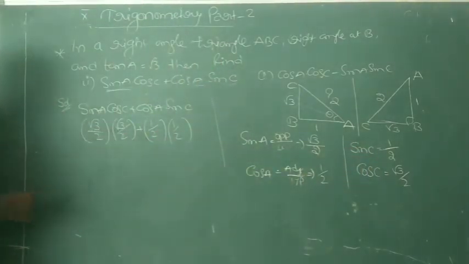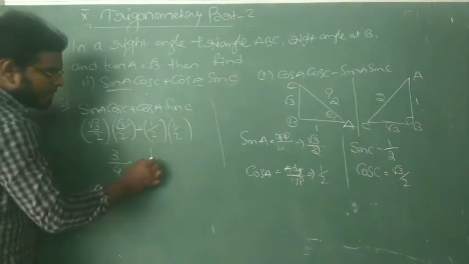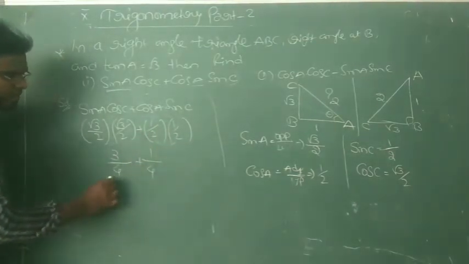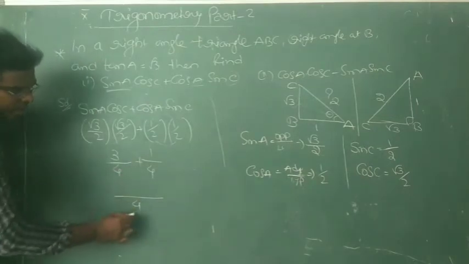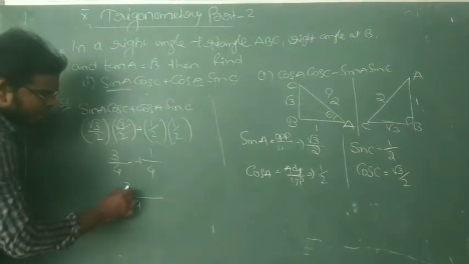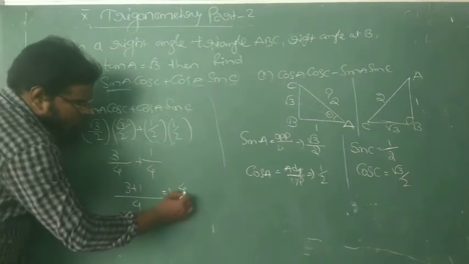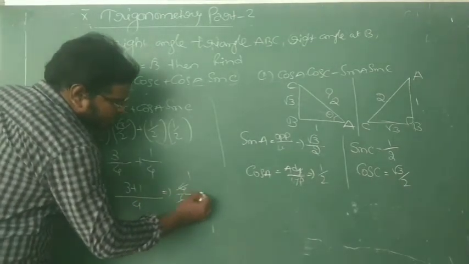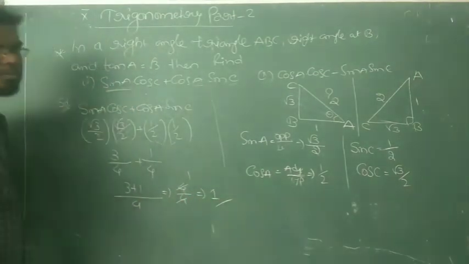And listen. Root 3 into root 3, root 3 whole square. Root 3 whole square means the square root gets cancelled. We can directly write 3. 2 into 2 is 4, and 1 into 1 is 1 only. Then the denominators are equal, right? The numerators: 3 plus 1 is 4, 4 by 4. Then the answer is what? 1.